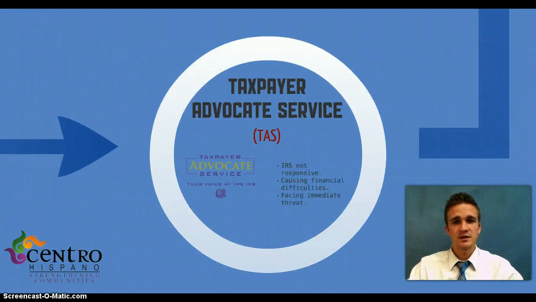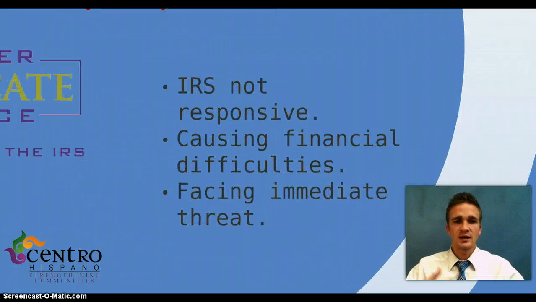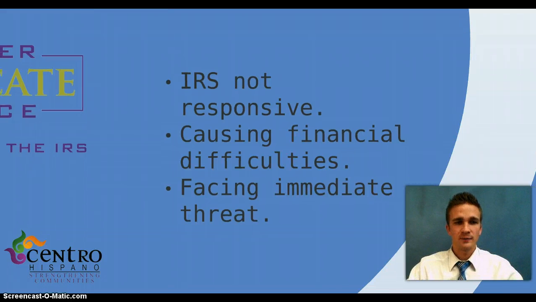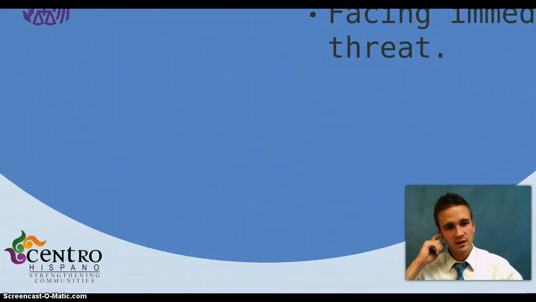Then we have the Taxpayer Advocate Service, which is another great service. This is kind of a second-stage effort. You'd usually want to go to Low Income Taxpayer Clinic because they can resolve the majority of the issues. Taxpayer Advocate Service is designed for when the IRS is not being responsive. They're not doing their end. They're not following through, not being timely, things like that. And sometimes we in Low Income Taxpayer Clinic work with them to kind of push things through the IRS. And then it has to be causing you financial difficulties and facing immediate threat. So that's just kind of briefly what Taxpayer Advocate is.